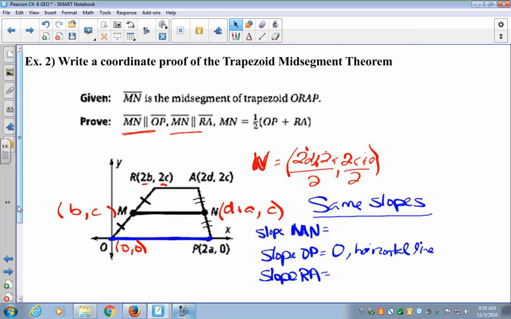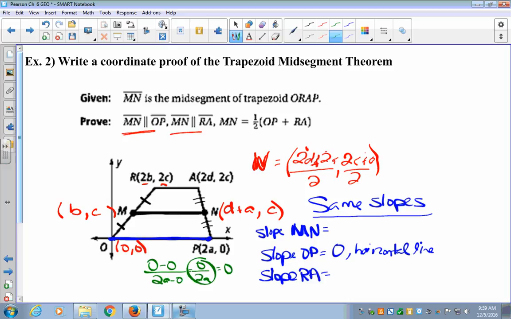Okay. And just so that you can see how the slope formula would work here, if I were to subtract the y's, we get 0 minus 0 divided by 2a minus 0. And then that's going to equal 0. The same stands true here. My y's are both c. C minus c is 0. So it doesn't matter what the denominator is because we've already gotten 0.